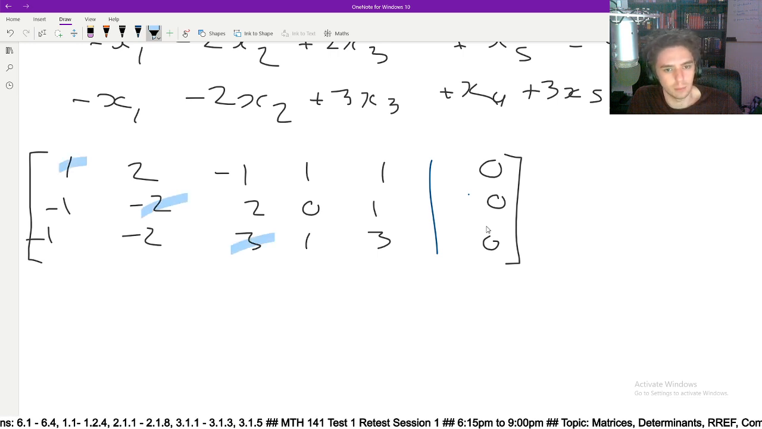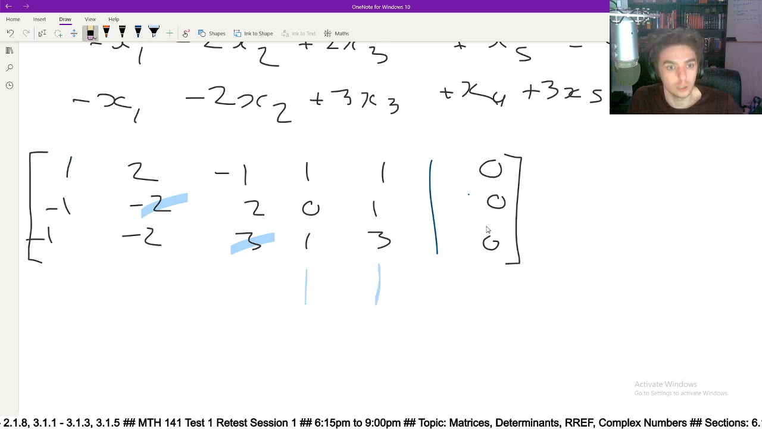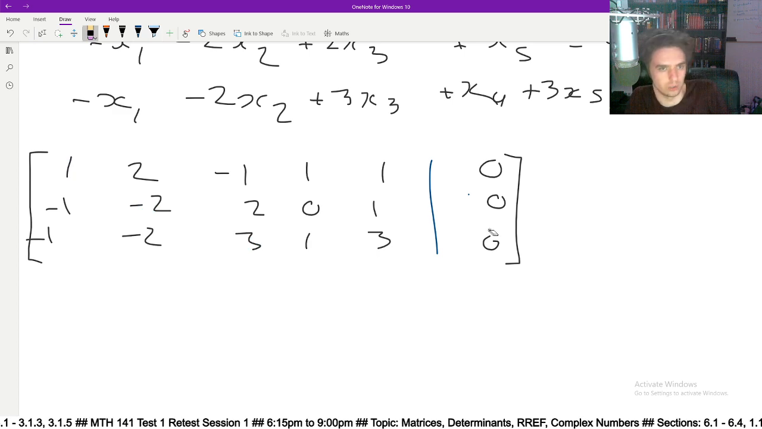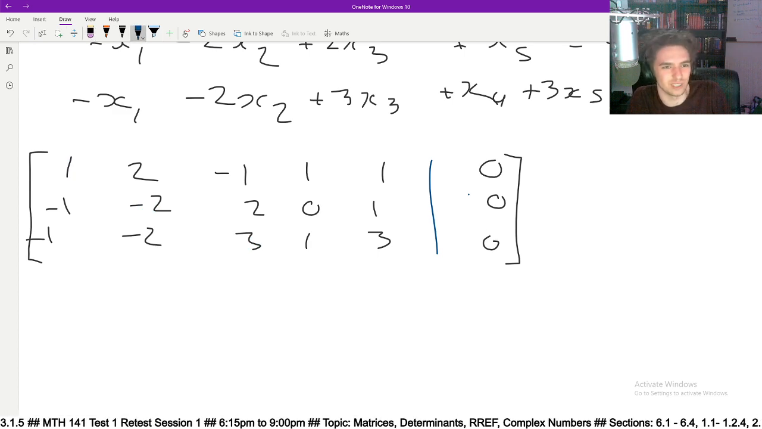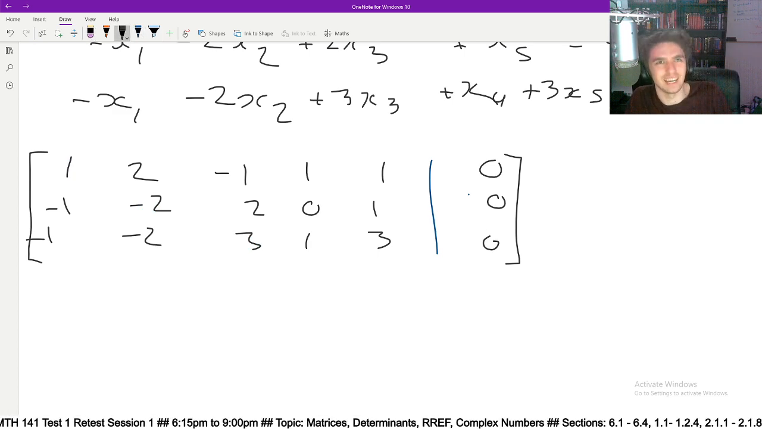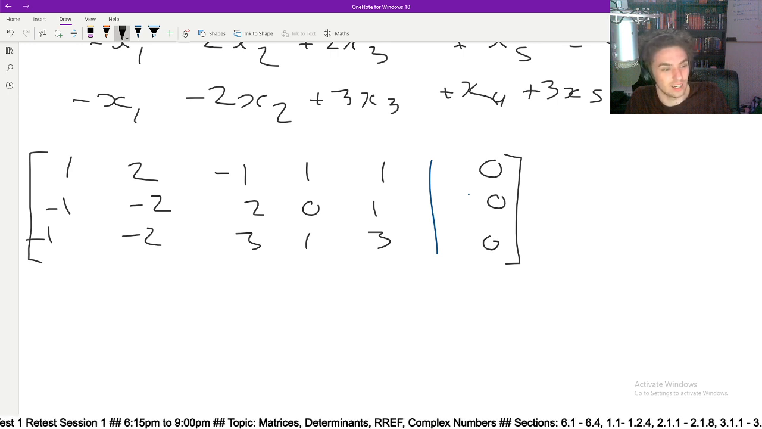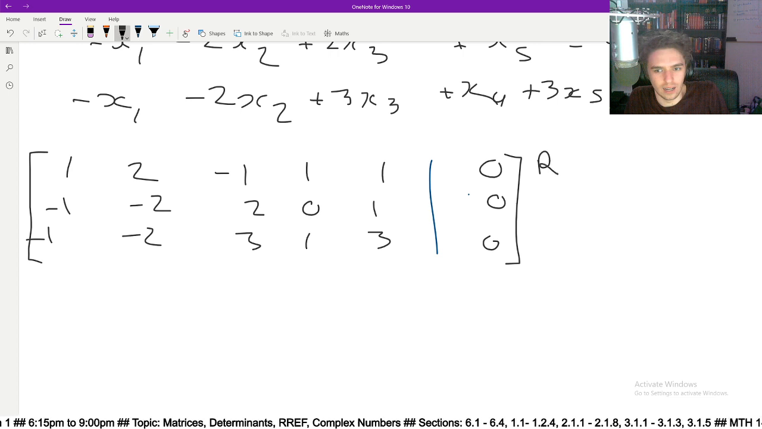Well, I can have a maximum of 3, right? That would be the maximum. And then I'd have 2 parameters. Assuming it's not infinite solutions. Oh, sorry, then it already is infinite solutions. Never mind. Anyways, so I'll just do the row reduction.